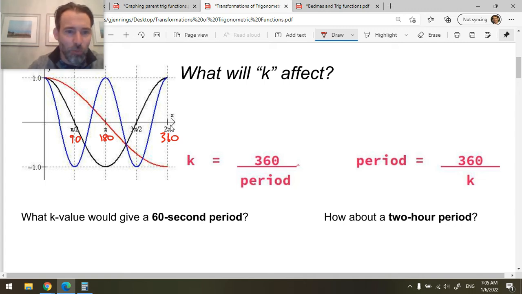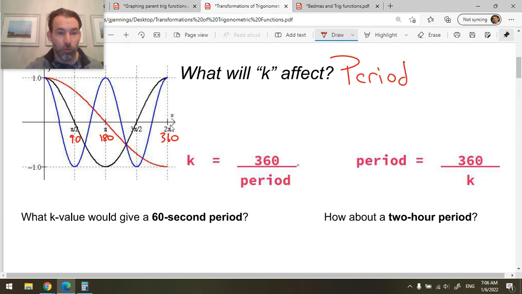Okay, and when we change k, this one here has a k of 2. And we see 2 full periods within 360. This one has a k of 1/2, and we're only seeing 1/2 of a cycle within 360 degrees. Okay, so k is affecting period.